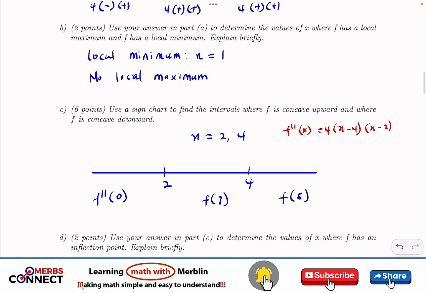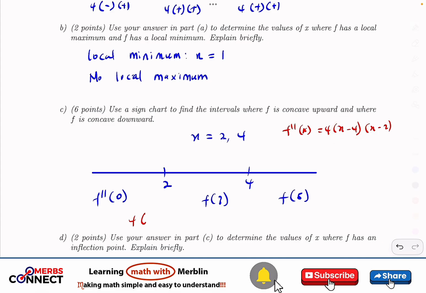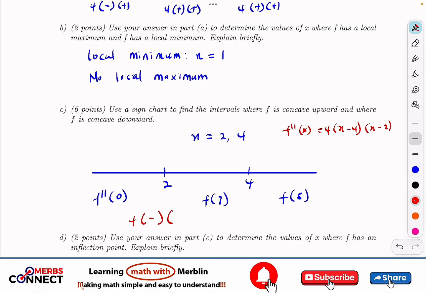So now let's plug in 0 here. So when I plug in 0, I'm going to have 4. When I plug in 0 here, this is going to be minus because 0 minus 4 is minus. And when I plug in 0 there, I'm going to also get minus again. So minus minus will be positive. So this is positive. And remember, we are using concave up and concave down. So if it is positive, we move to concave up. Now let's plug in 3.